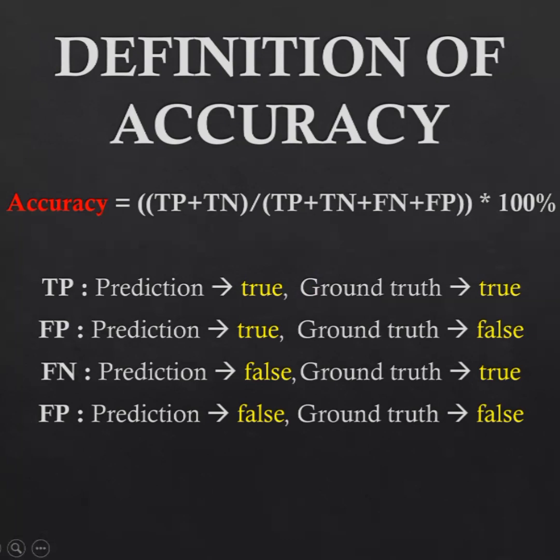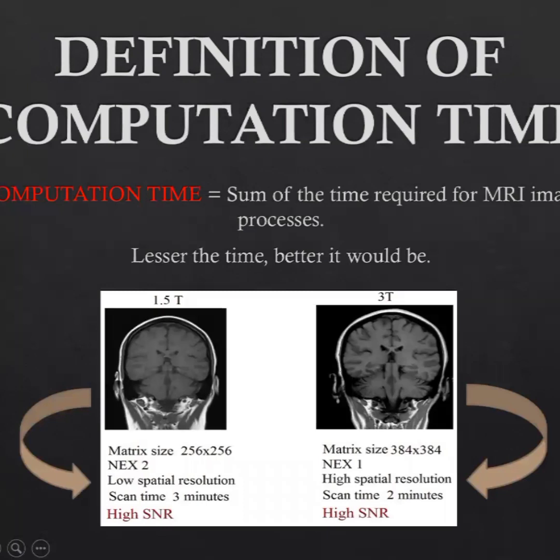Now we are moving on to computation time. The computation time, which is the sum of the time required for image processing, segmentation, feature extraction, feature reduction, classification, and evaluation, is another evaluation criterion. The computation or processing time should be as small as possible without affecting the accuracy of classification.